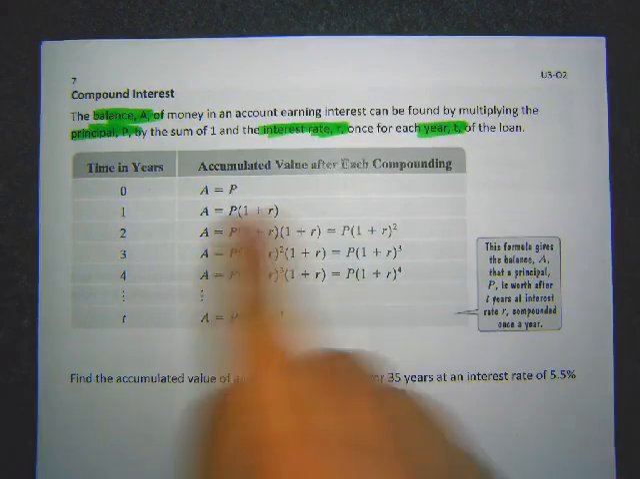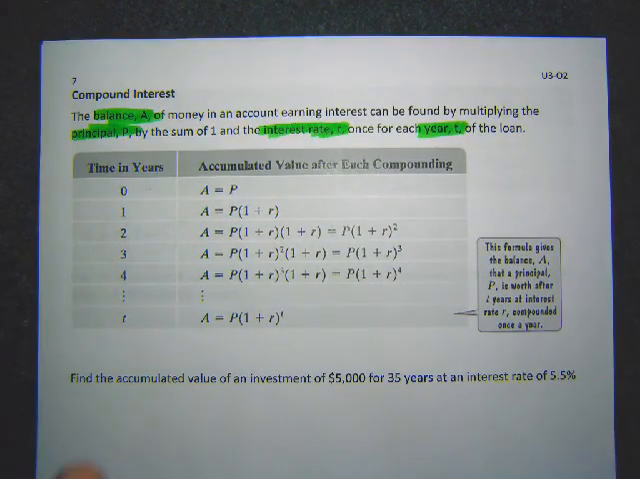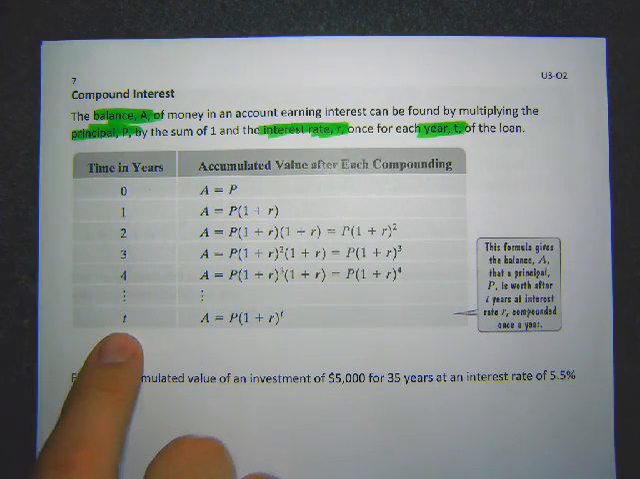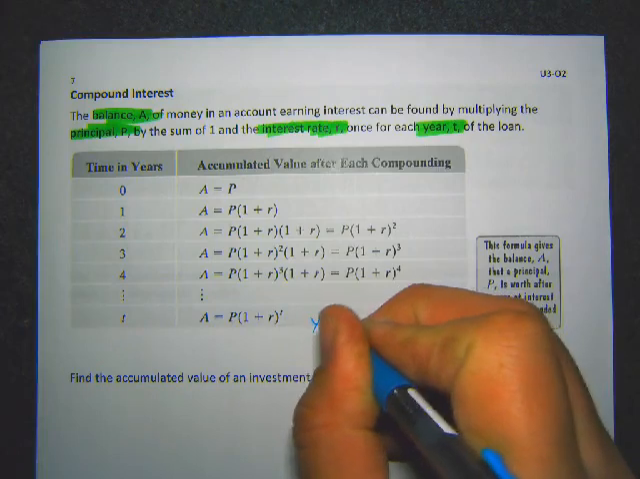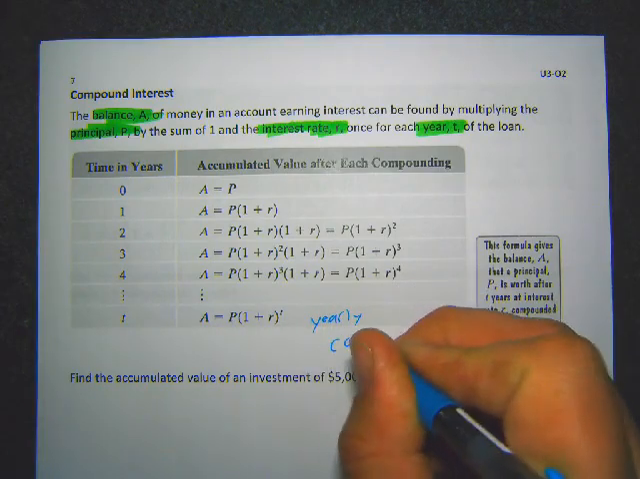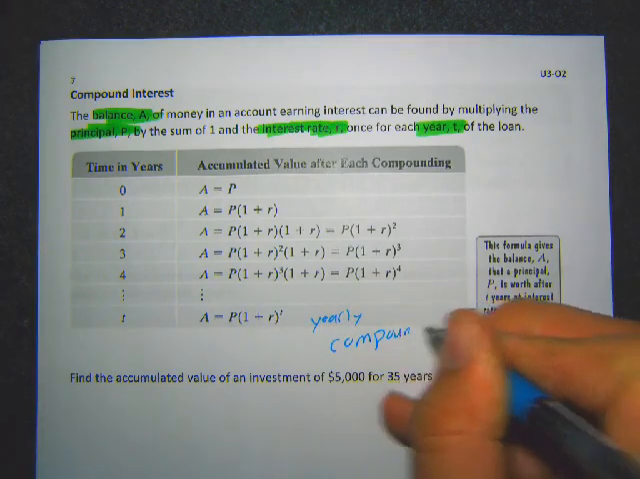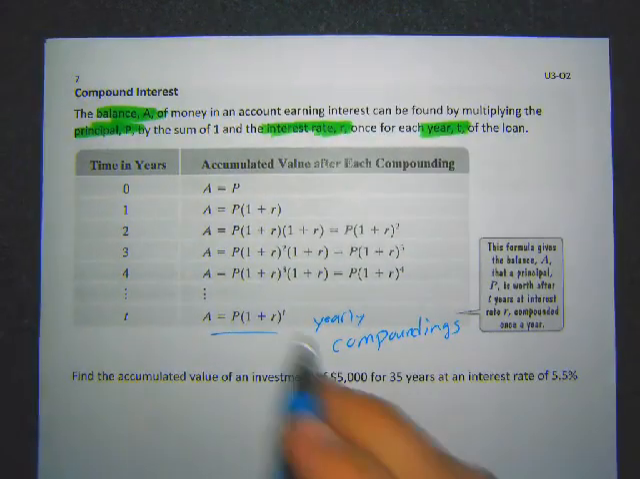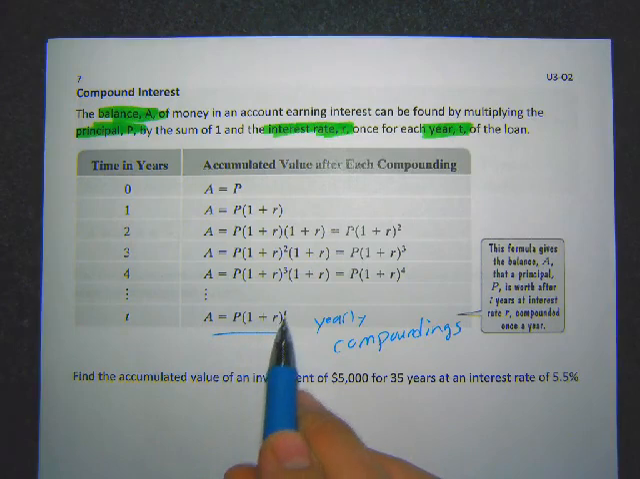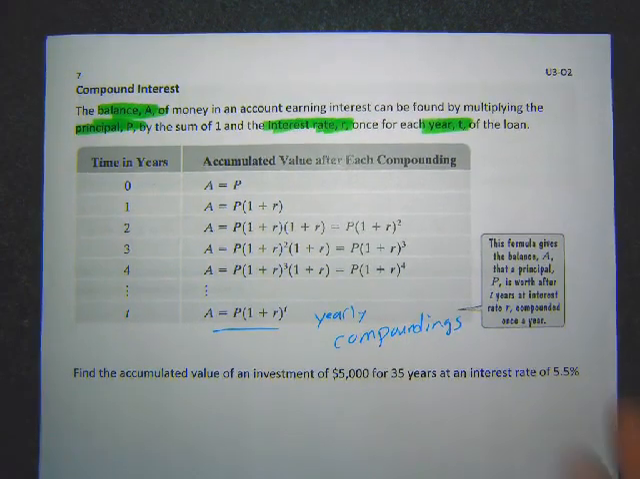So eventually they figured out that there's this formula. If you're going to invest for 2 years, and every year it compounds, so this is for yearly compounding, then you can use this formula: the principal times (1 plus r) to the t power, where t is how much time you invest the money for. So let's look at the difference.